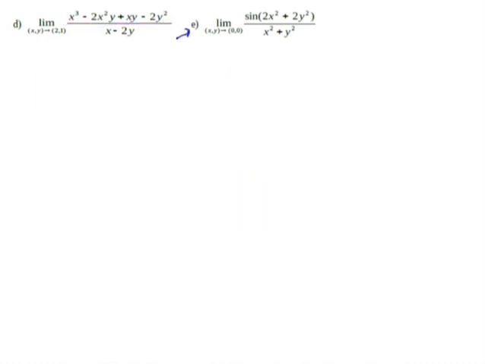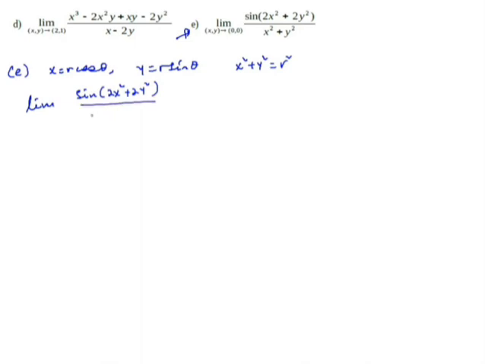So ወደ e ስንመጣ e ላይ ለዚህ ጥያቄ ፖላር ኮኦርዲኔት ሲስተም መጠቀም ያስፈልገናል ማለት ነው። So x becomes r cos theta and y becomes r sin theta and x square plus y square becomes r square. So using polar coordinate system የተጠየቅነው ሊሚት ምን ይሆናል ማለት ነው? Sin of 2x square plus 2y square over x square plus y square as x comma y approaching to 0.